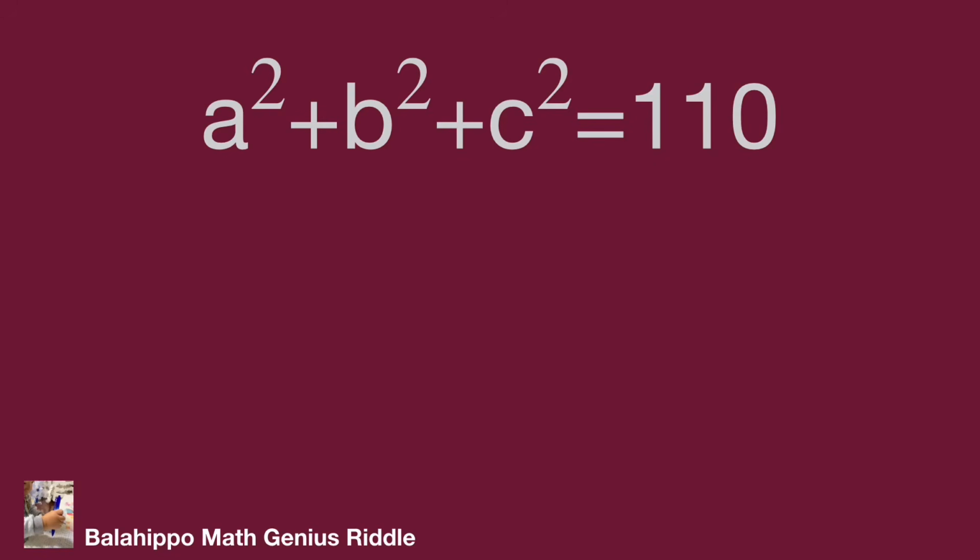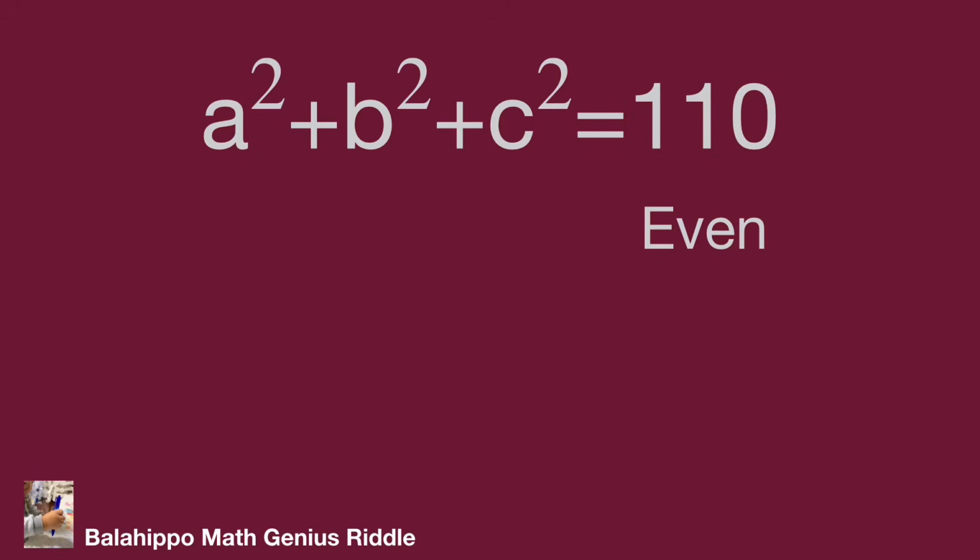We have the given information. A squared plus b squared plus c squared equals 110. A, B, C are positive integers. The information is not enough to find the values, so I'm going to generate more useful information. At first, take a look at 110. 110 is an even number.